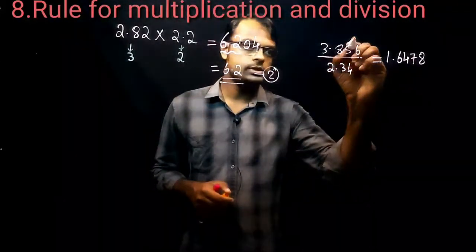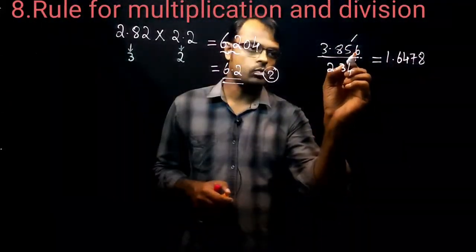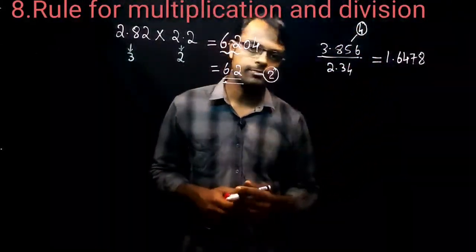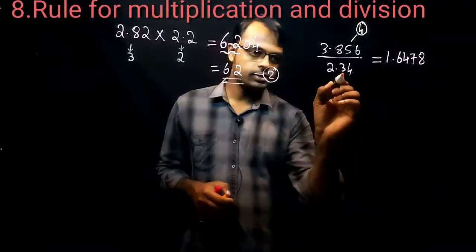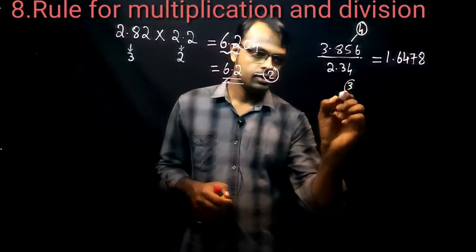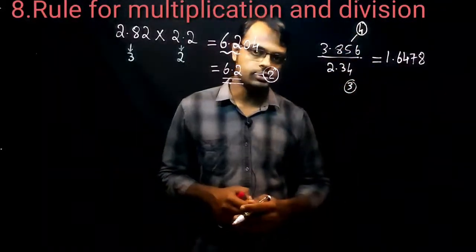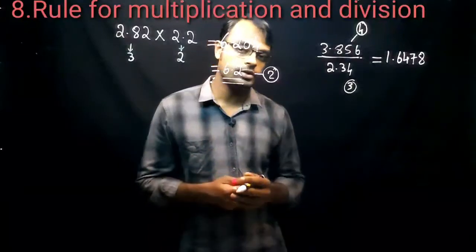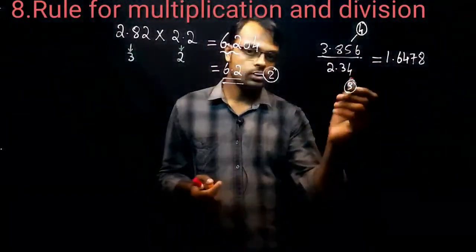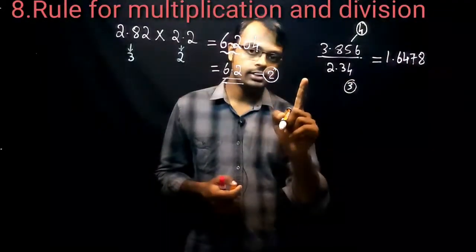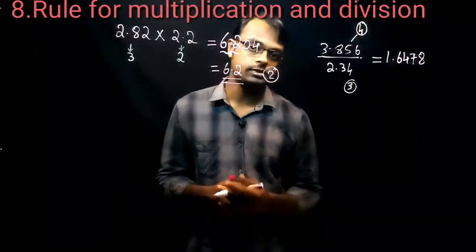3.856. How many significant figures are here in this number? 1, 2, 3, 4. There are 4 significant figures. How many significant figures are there in the denominator here? 1, 2, 3. Among these 2, which is the least significant figure, or which is the smallest? 4 or 3? No doubt 3 is the one. That means in your final answer, only 3 significant figures must be there.